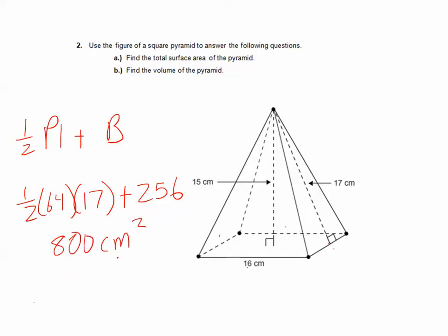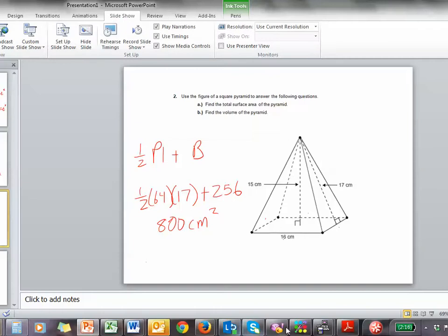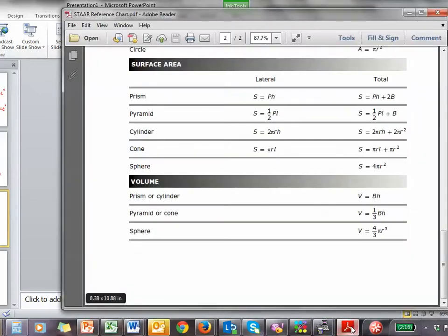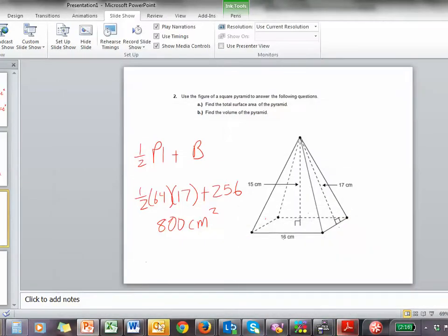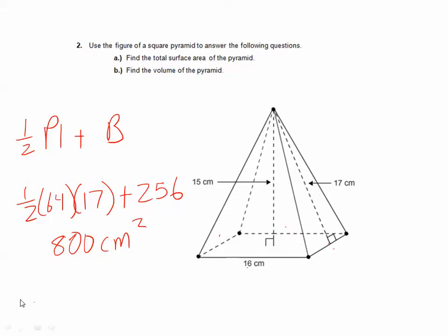centimeters squared. Okay, and then for volume, we're going to use our formula chart again. Volume of a pyramid is 1/3 area of the base times height. So here we're going to take 1/3 times the area of the base, which we already found, right? 16 times 16, which is 256. And then the height here is going to be 15. It's that one right there.